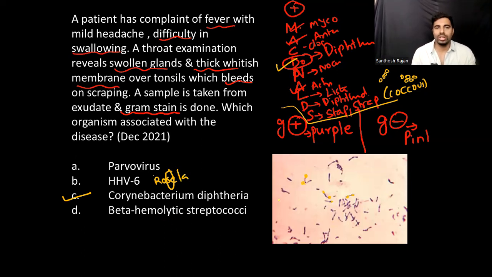So pyogenes is a gram positive cocci. It is maybe not coming. So this is the way they're putting Corynebacterium diphtheriae here. Okay, very simple. So this question itself is enough for you. It gives a lot of clues.